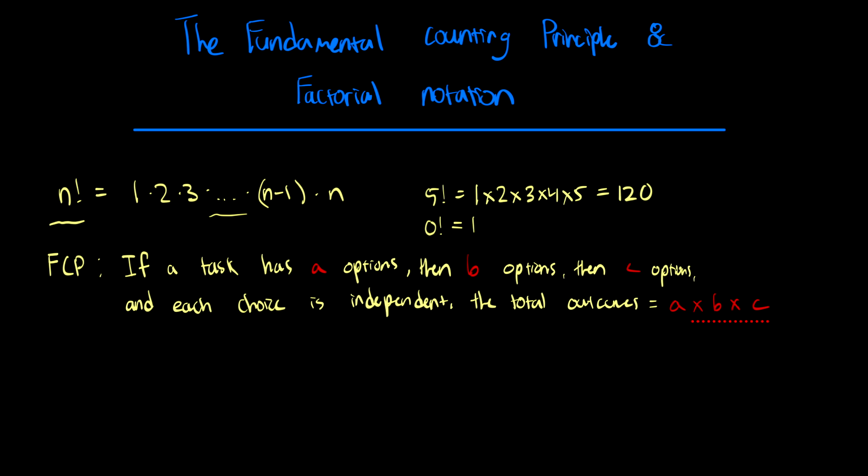And now, the FCP, the fundamental counting principle, states that if a task has A options, then B options, then C options, and each choice is independent, the total outcomes equals A times B times C. So we're talking about a scenario when you have different choices to make, and sequentially, you can make independent choices. And then it tells you the total outcomes that can be possible by these options.